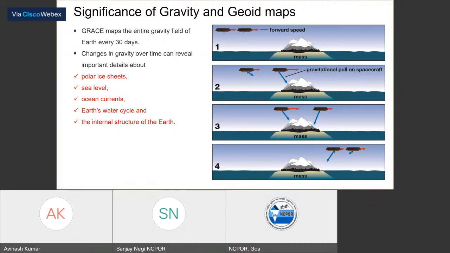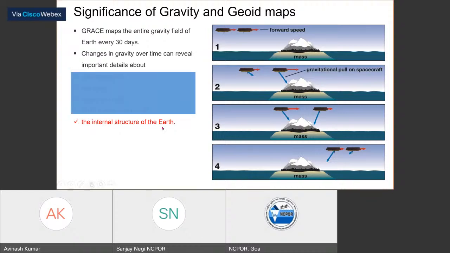The significance of the gravity and the geoid maps is basically that with time it reveals important details about the polar ice sheet changes. The sea level variations can be estimated by studying these maps. Ocean current variations can also be studied. So these different sectors can be covered by utilizing the GRACE data. And the important point over here is that the internal structure of Earth can be determined. Actually, the variations in the gravity are indications of the subsurface anomalies, density anomalies, which can have impact on the surface topography as well.